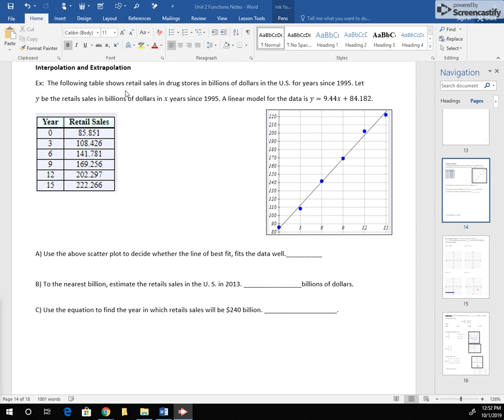It says the following table shows retail sales in drugstores in billions of dollars in the U.S. for years since 1995. Let Y be the retail sales in billions of dollars in X years since 1995. A linear model for the data is Y equals 9.44x plus 84.182. So this equation right here is the equation for this line of best fit.